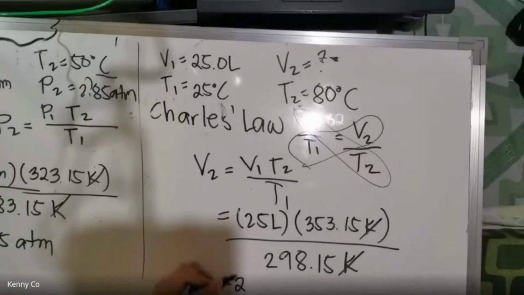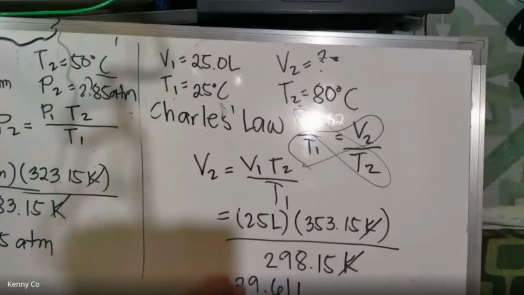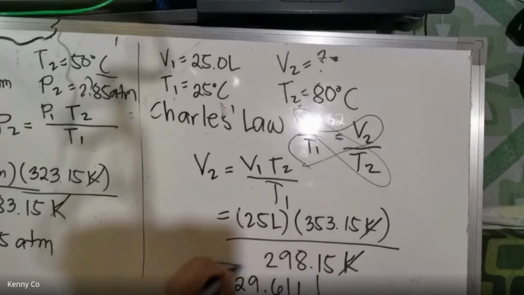29.61 liters. I-double check ko lang. 25 times 353.15 divided by 298.15. Okay, 29.61 liters.